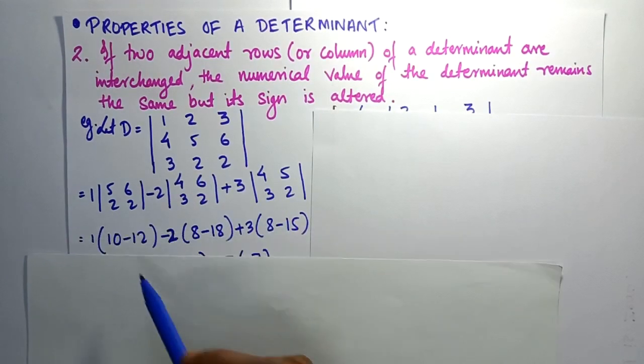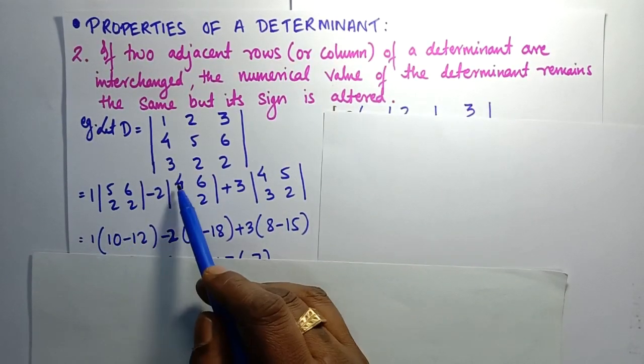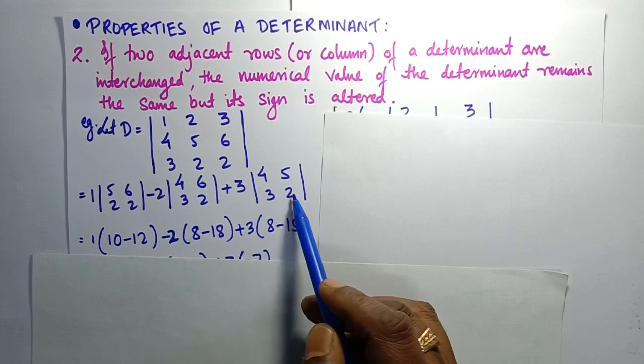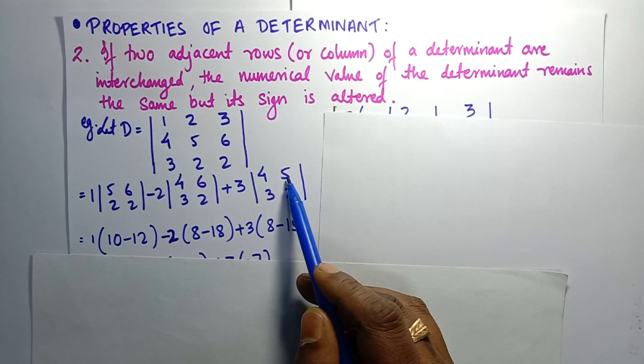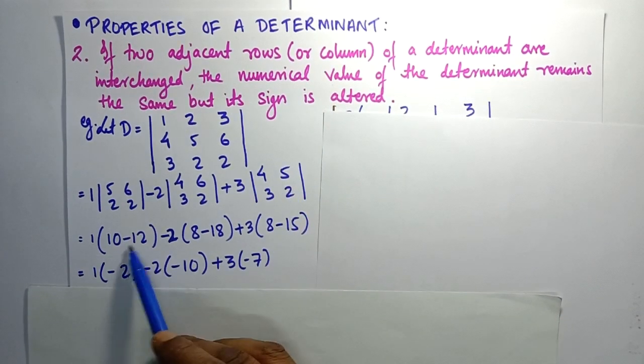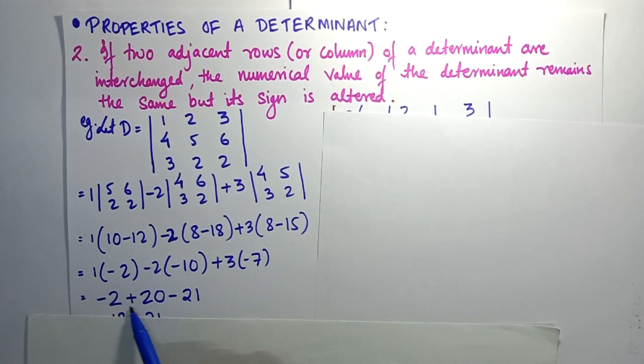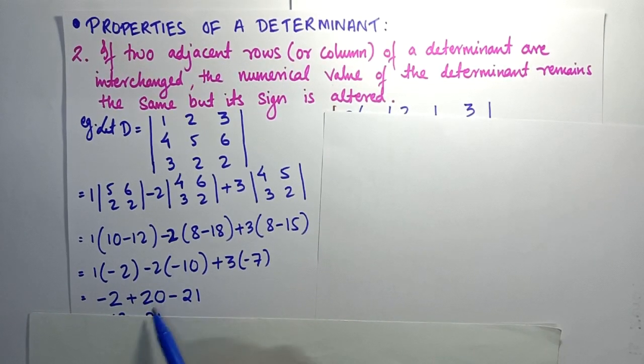Now 5 2s are 10 minus 12. 4 2s are 8 minus 3 6s, which is 18. 4 2s are 8 and 5 3s are 15. So this I'll get minus 2, this I'll get minus 10, this I'll get minus 7. So minus 2 minus minus, plus 10, 2 10s are 20, plus 3 7s are 21.